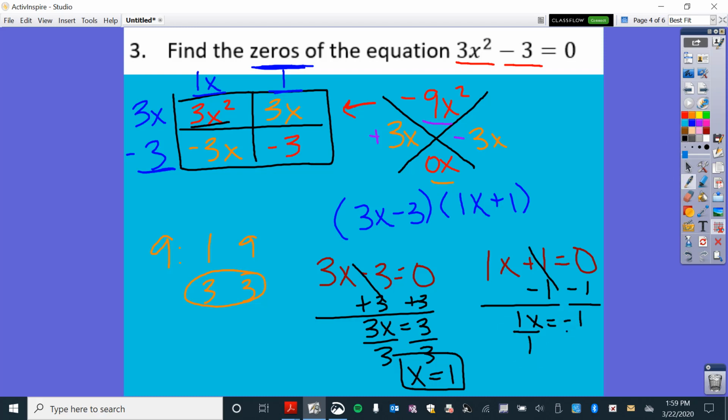And then I need to divide by that 1, so I get x equals negative 1. And there are your 2 zeros for this problem. Okay.